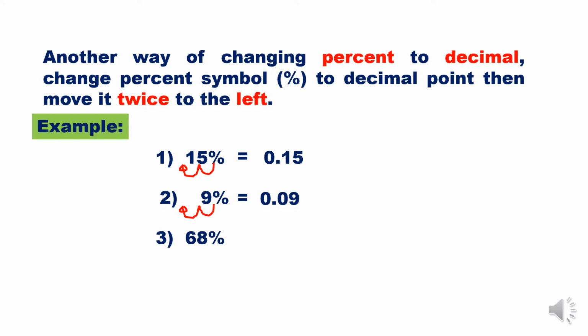Number 3, 6800%. Change the percent sign to a decimal point and move twice to the left, and that is 68.